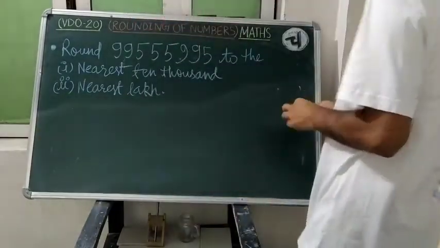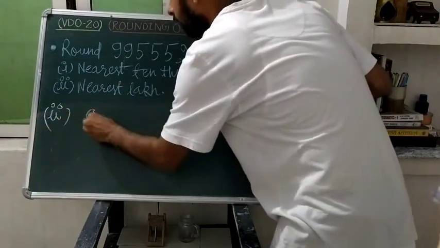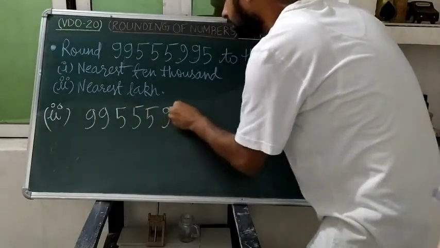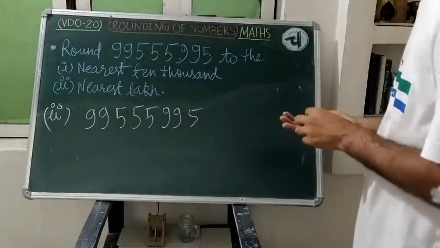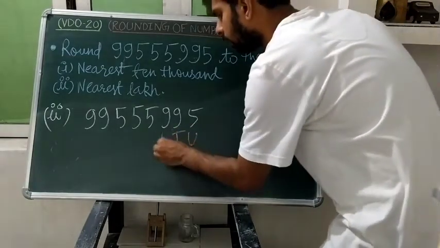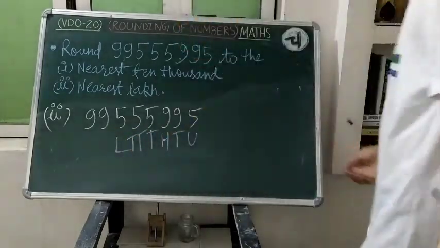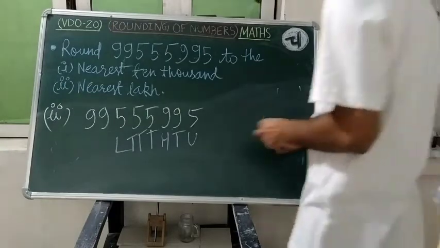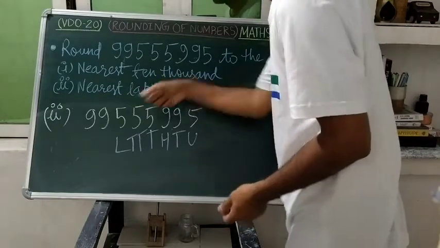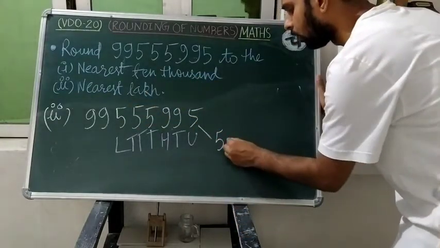What is the second one doing? Saying to the nearest lakh. The number is 99,555,995. So up to the nearest lakh, how can we go? Unit, 10, 100, 1000, 10,000, lakh is coming. So at the place of lakh, 5 is coming. So we read the multiple of lakh 5 times. That will give us 5 lakh. And 5 lakh, how will you write?